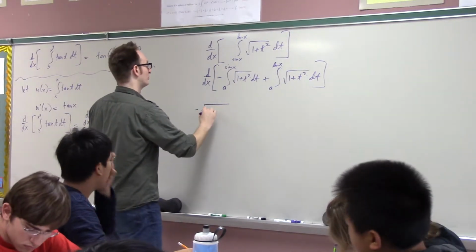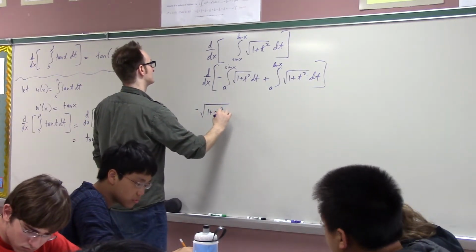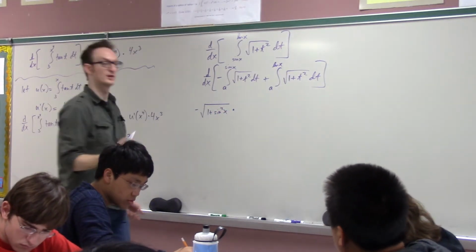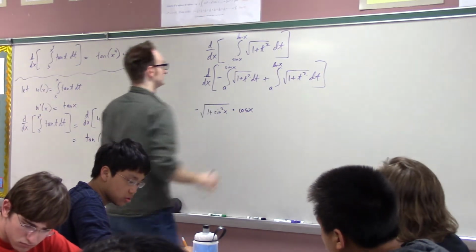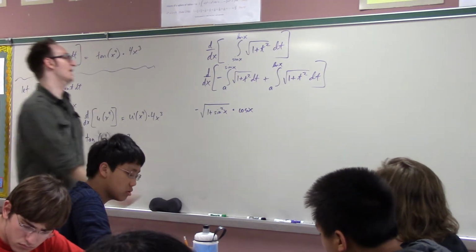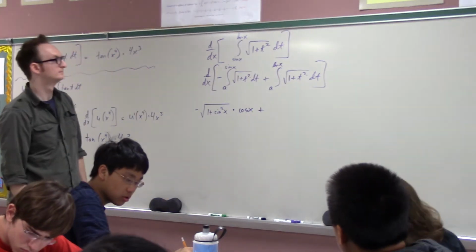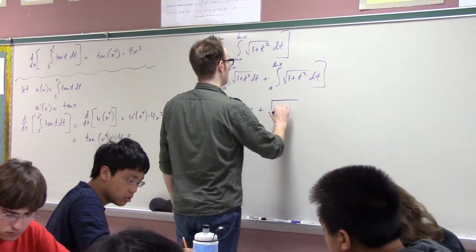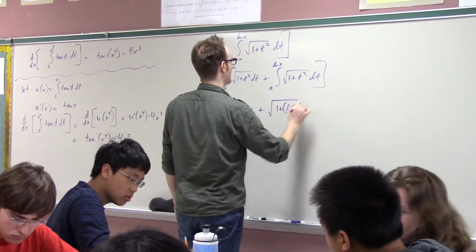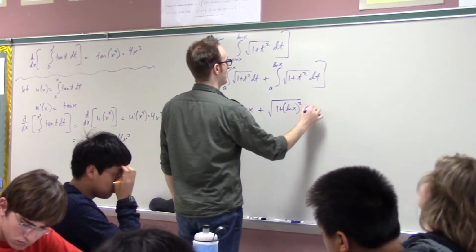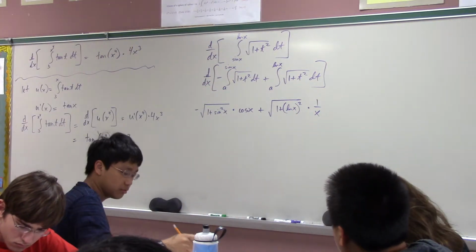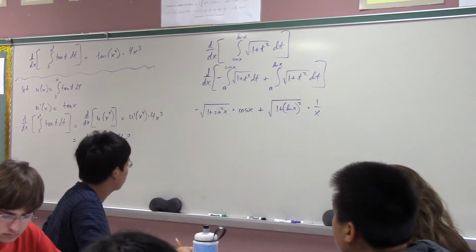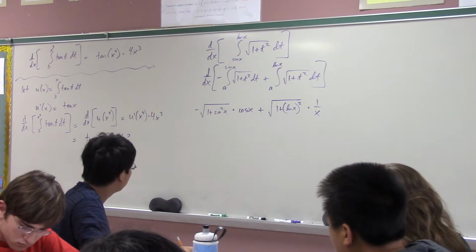So what would this be? Negative root 1 plus sine squared x, times cosine x, plus root 1 plus ln x squared, times 1 over x. That's it. Making sense, roughly? Don't worry about that too much. There'll be some homework problems on it. You'll either get it or not.